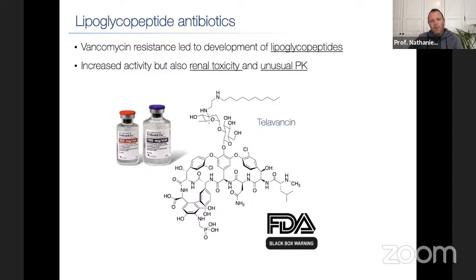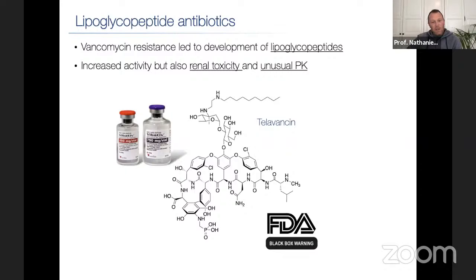It works relatively well against some VRE strains, but it also has increased renal toxicity and very unusual pharmacokinetic properties. In fact, the half-life of these types of lipoglycopeptides can be as high as 300 hours. So that's, depending on how you want to frame it, either an advantage or a disadvantage. The advantage may well be that a patient can be dosed and then sent home, with the drug circulating in their body for a week without the need to re-administer.